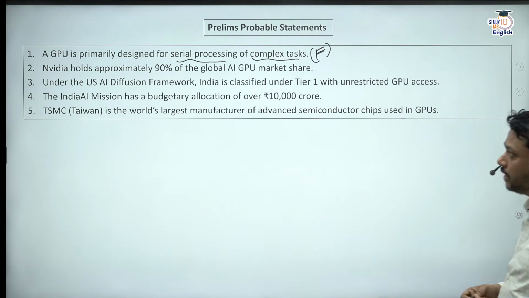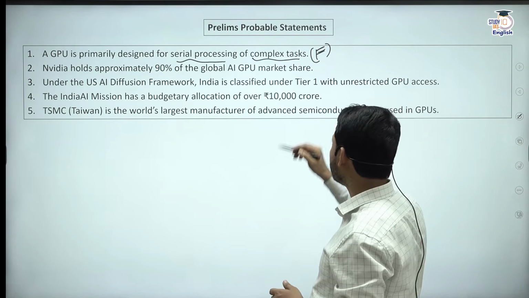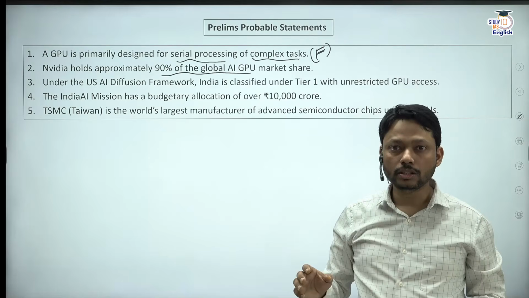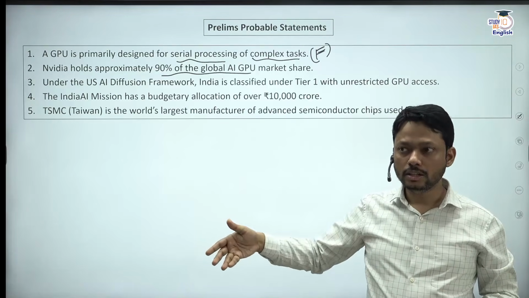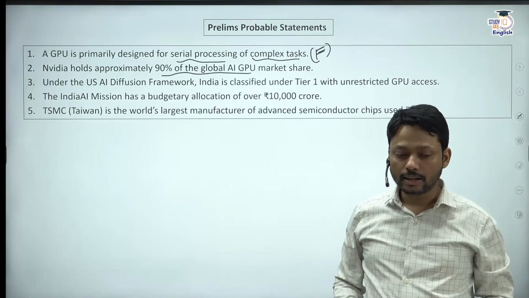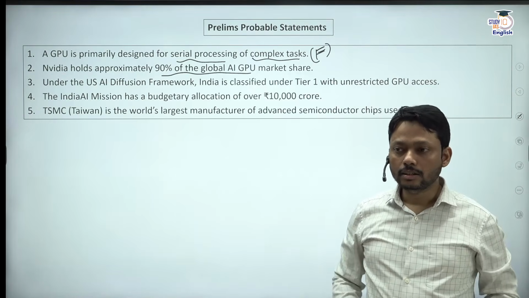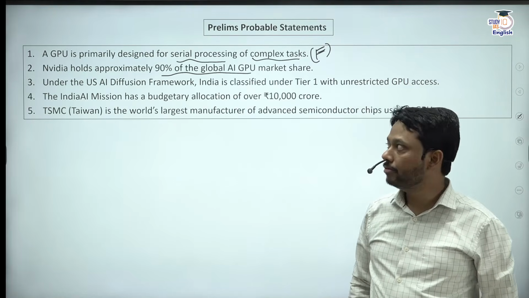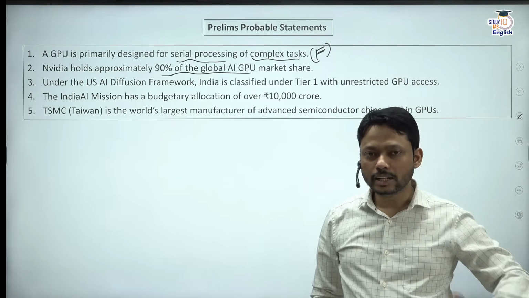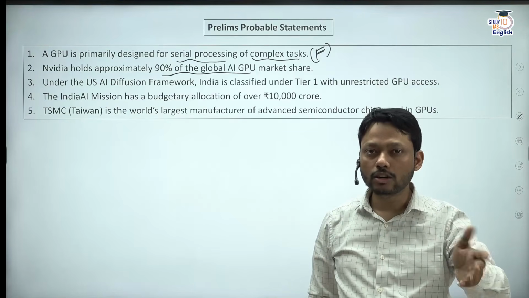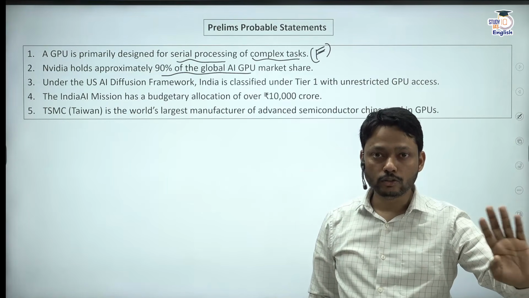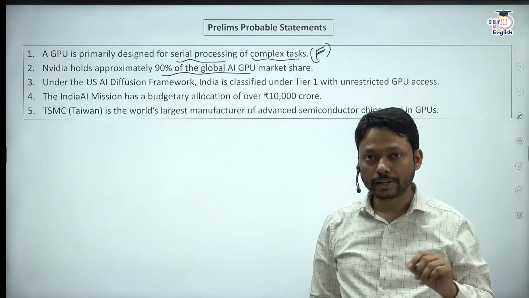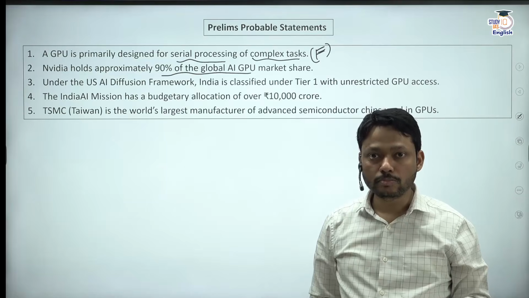NVIDIA holds approximately 90% of global AI GPU market share. This is correct. NVIDIA has captured it, and the European Union had an investigating body to see whether NVIDIA is practicing any illegal means to do that. It is not technically a monopoly of NVIDIA, because the technical definition of monopoly includes measures that you do not allow others to compete with you by some illegal means. But NVIDIA is not doing that.